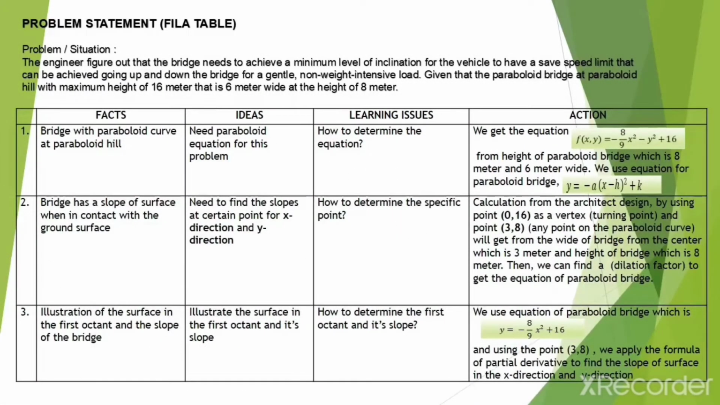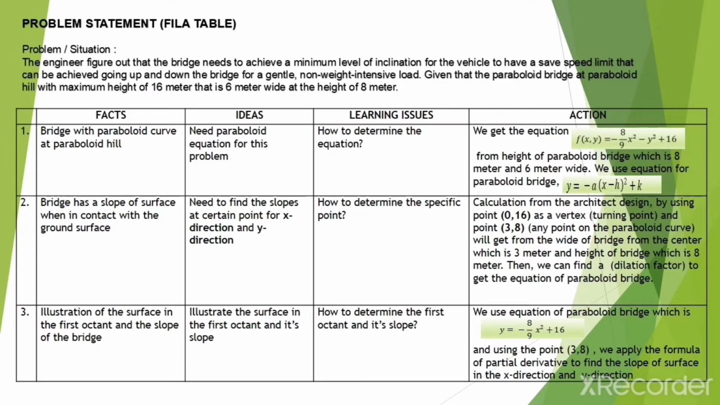Okay, for the situation given, the engineer figured out that the bridge needs to achieve a minimum level of inclination for the vehicle to have a safe speed limit that can be achieved going up and down the bridge for a gentle, non-weight intensive load. Given that the paraboloid bridge at Paraboloid Hill with maximum height of 16 meter, that is 6 meter wide at the height of 8 meter.